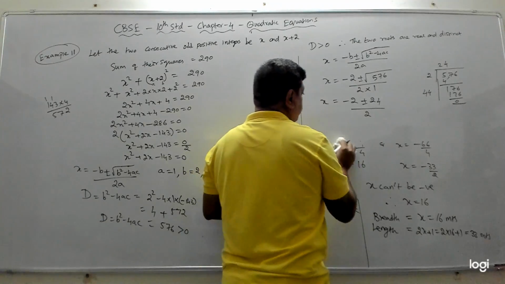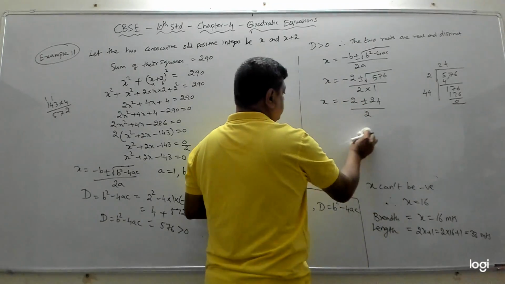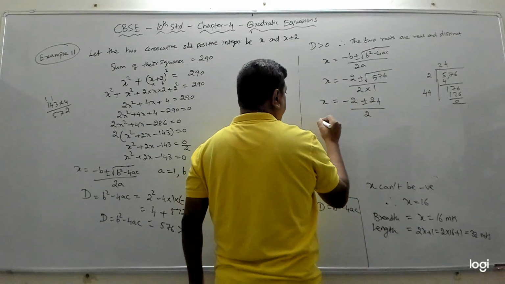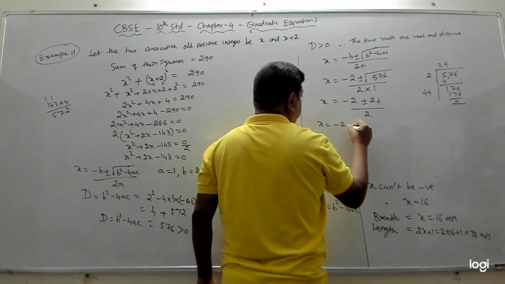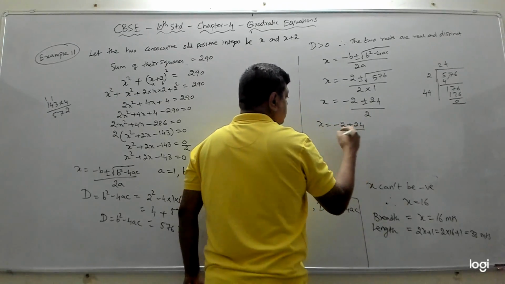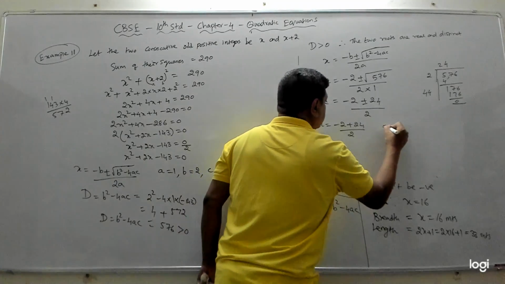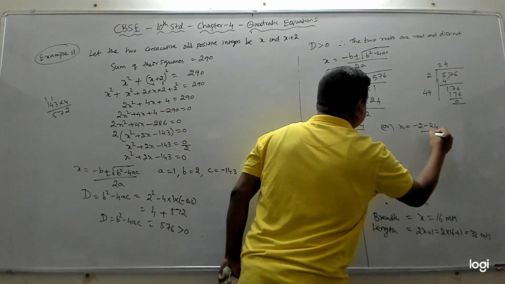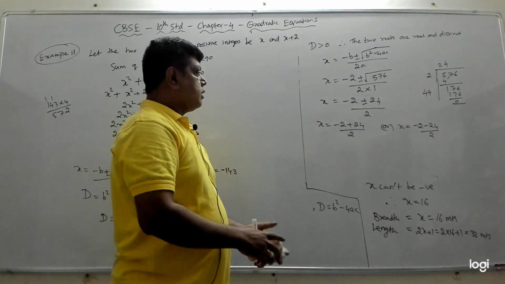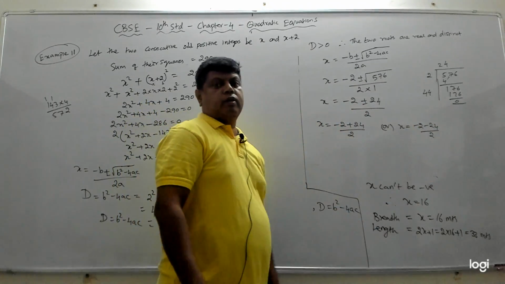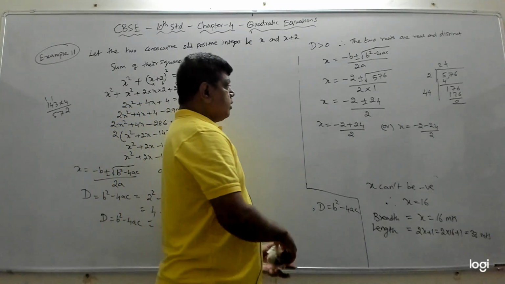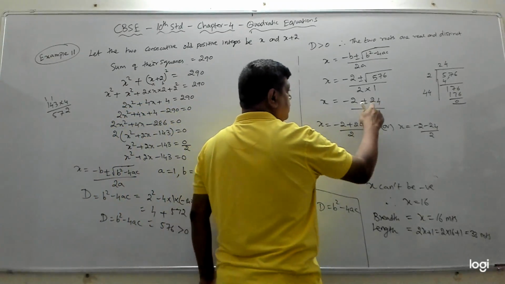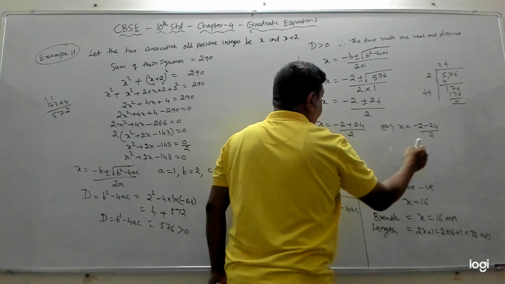So now x will take two directions. If plus 24, what happens? So x is equal to minus 2 plus 24 by 2. This is one case. Or x is equal to minus 2 minus 24 by 2. This is another case. X is this case or this case. If plus 24, then what happens? If it is minus 24, then what happens? What is the value of x?